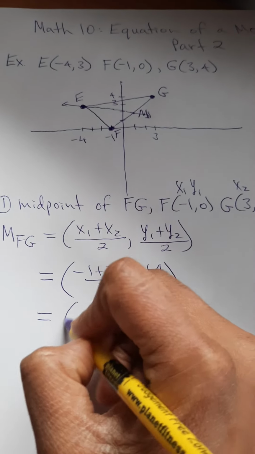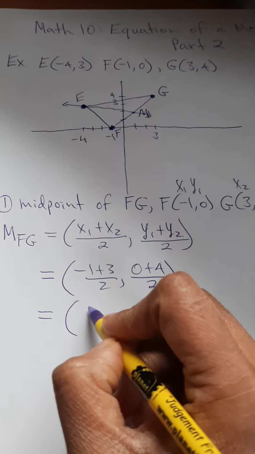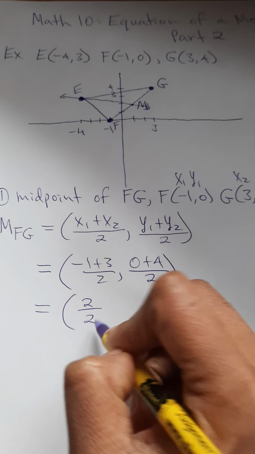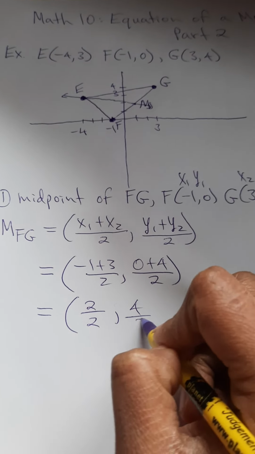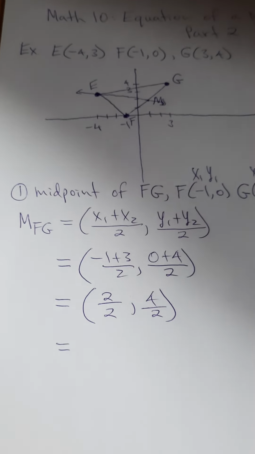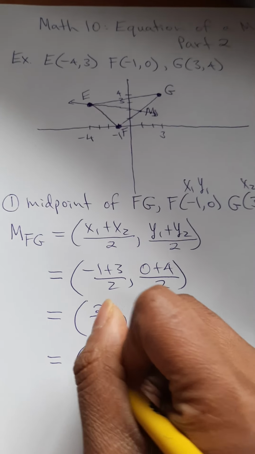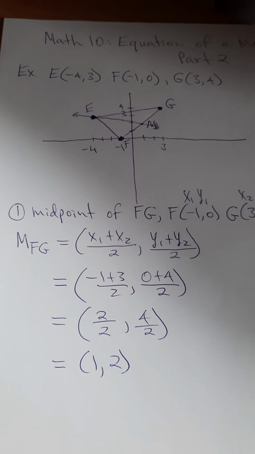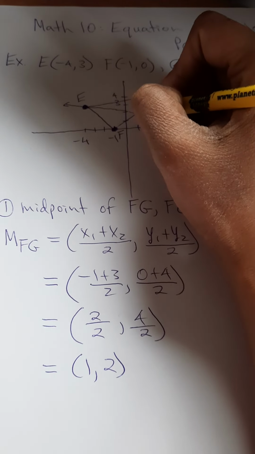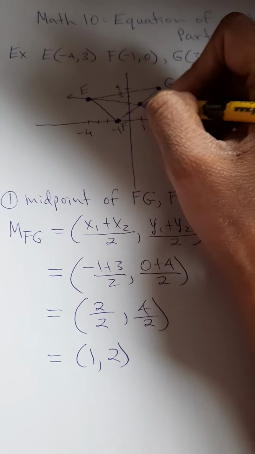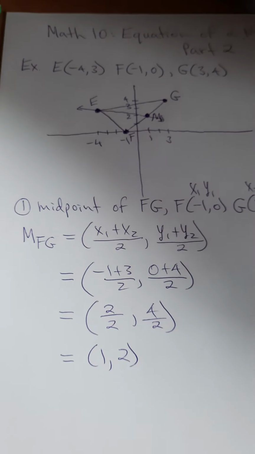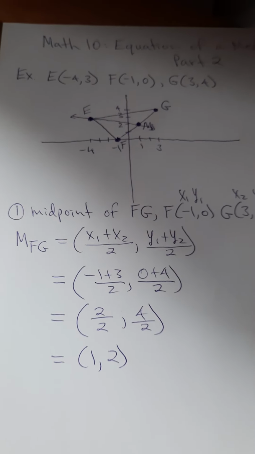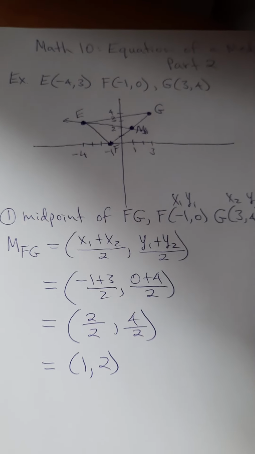So in this case, we're getting 2 over 2. I'll write one more step here. This is 4 over 2. And we can see that the midpoint is 1 and 2. We can see that's pretty accurate right here. This is where the midpoint is, 1 and 2. So you can see we have the midpoint here.